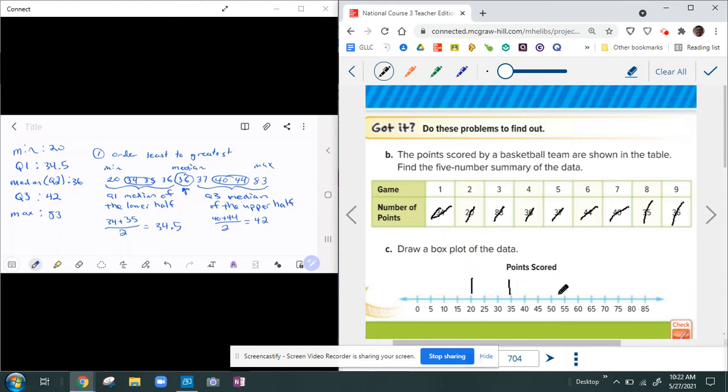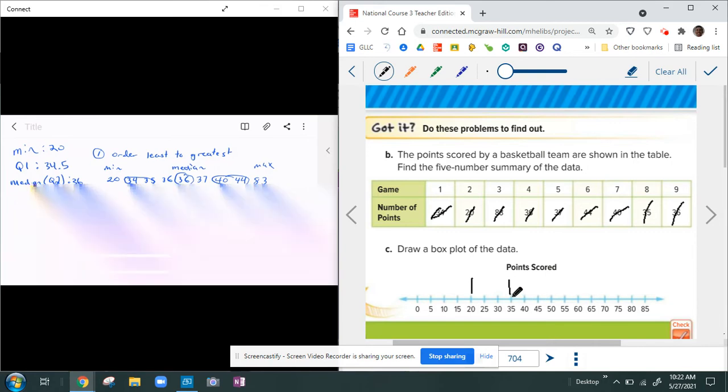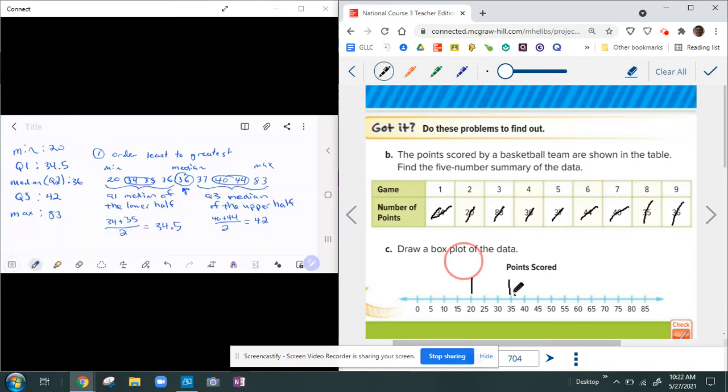All right, and we have 36. Wow, that's pretty close by, so that's going to be right here. All right, we have 42, which is right here. And then we have 83. Whoa, way up there. Now the middle three dashes are going to make our box, so we just connect that like that. Sorry, my mouse drawing isn't tremendous. And then our outer dashes are going to make our whiskers. This is going to be really terrible, but that's supposed to be a straight line.